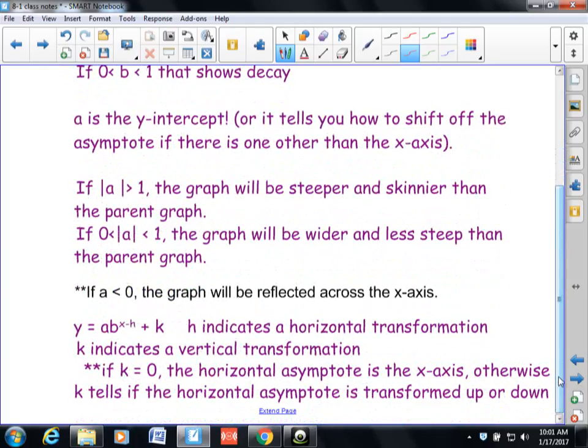Now, this stuff starts looking kind of complicated, but I don't want you to freak out about it. If we have y equals ab to the x minus h plus k, so that means instead of just having y equals ab to the x, if we have something added or subtracted to that exponent, that h is going to indicate that horizontal transformation. So again, right or left. If you're adding k, just like with our other graphs, that's going to tell us our vertical transformation, whether we're going to move up or move down. Now, if k is 0, like it would be in our parent graph, the horizontal asymptote is the x-axis. Otherwise, it tells us that horizontal asymptote is transformed. So it's going to be very important for us, if we have something added or subtracted, that we draw in the asymptote. If the asymptote is the x-axis, we don't have to draw it because the x-axis is already there.